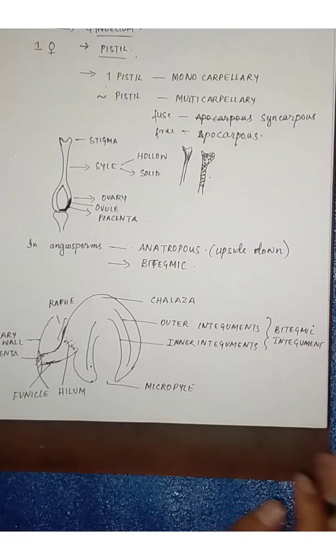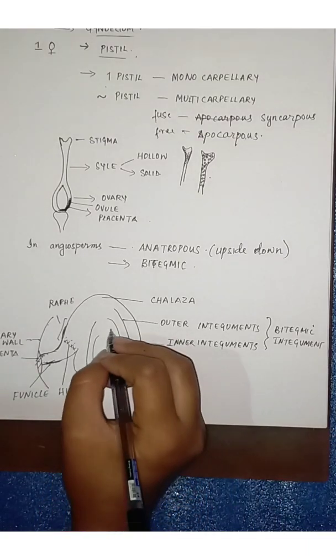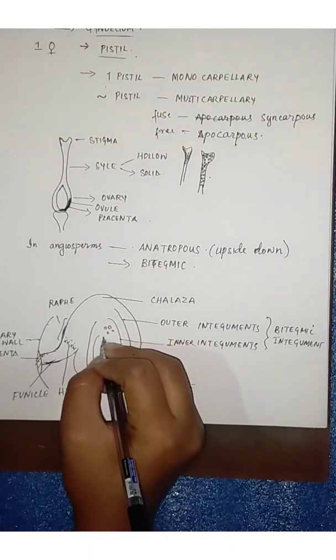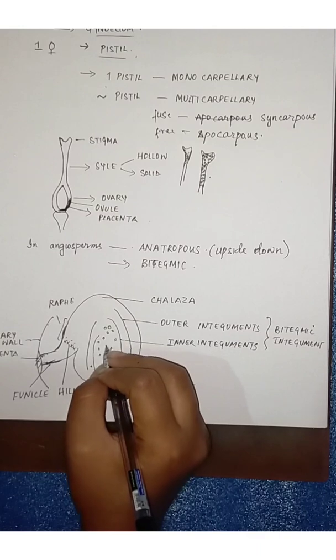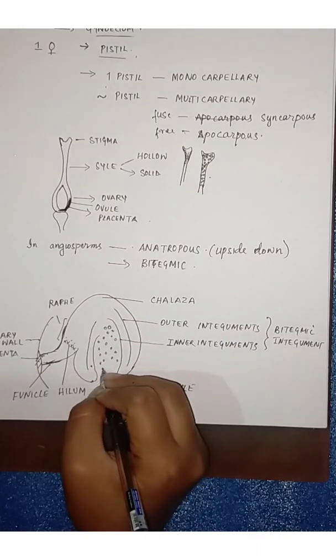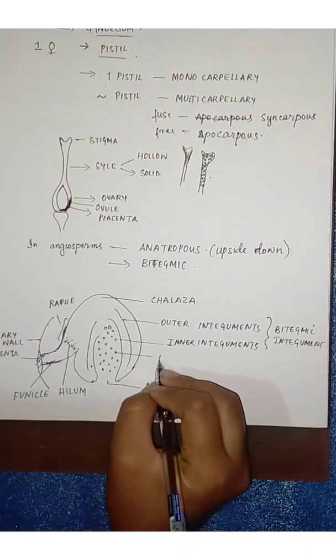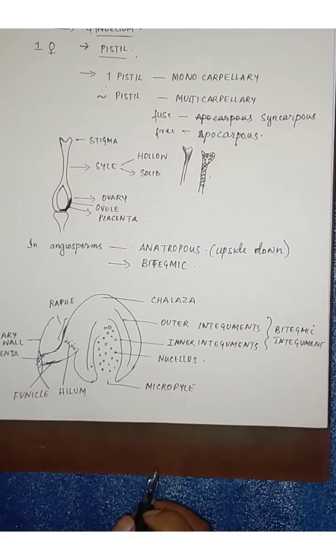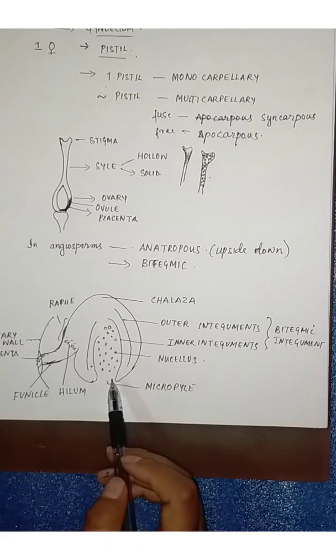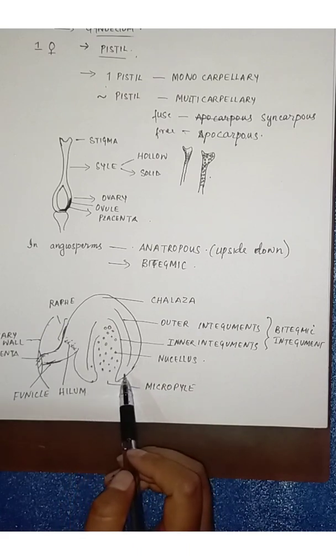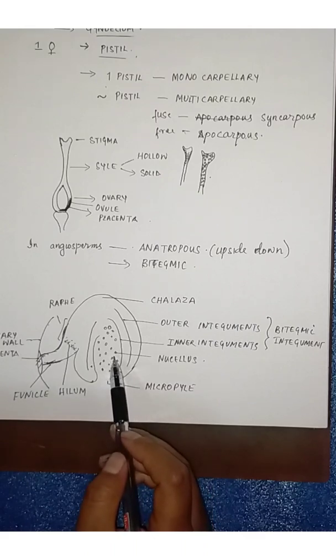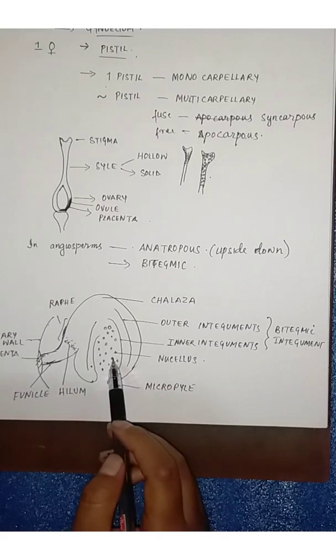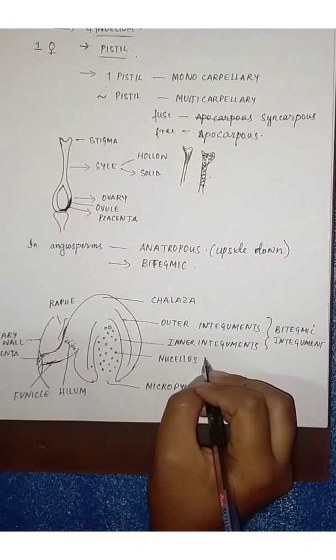Inside this ovule is present a numerous number of cells. These cells are known as nucellus cells. Out of all the organs inside an ovule, these are the most important cells because later they will function. So this is the nucellus.